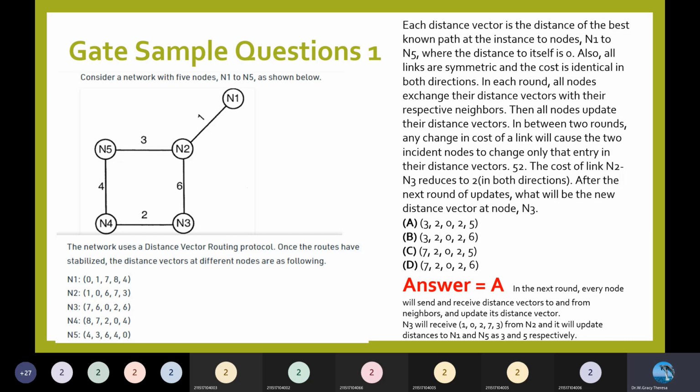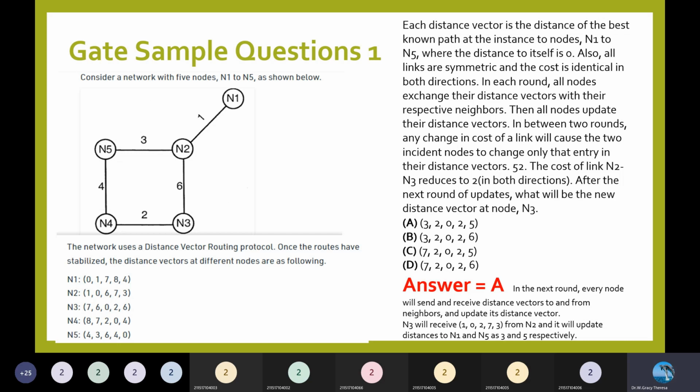What is the distance vector of node 3? Before, it was 76026, but now has it changed to 32025, or to 32026, or to 72025, or to 72026? Which one is the best choice? Which one is the correct choice? We have to choose.